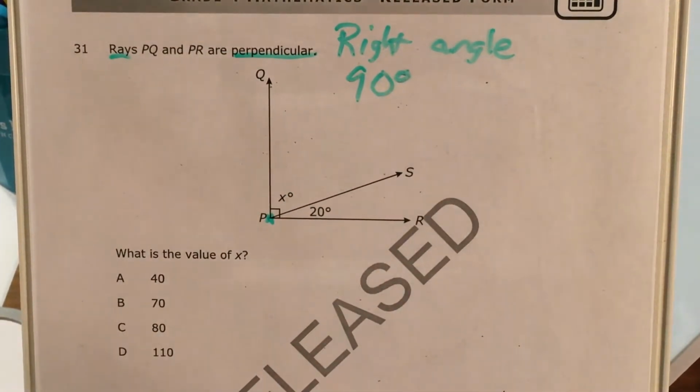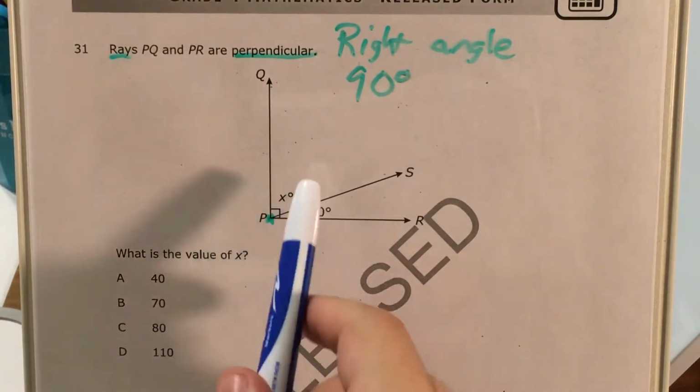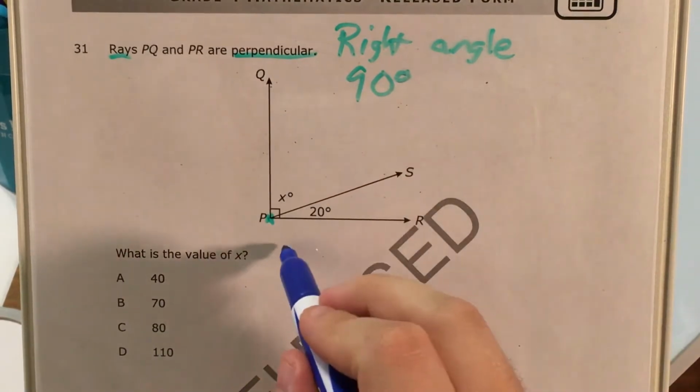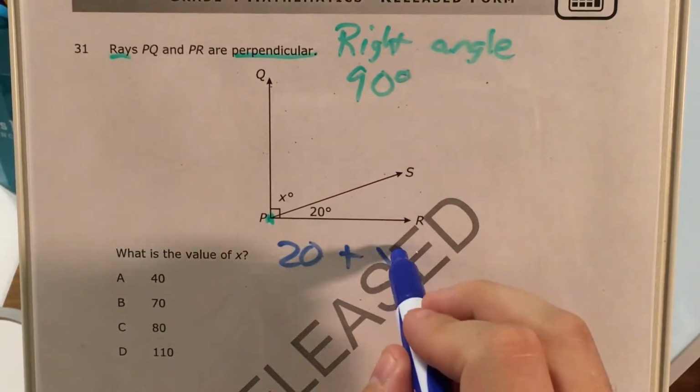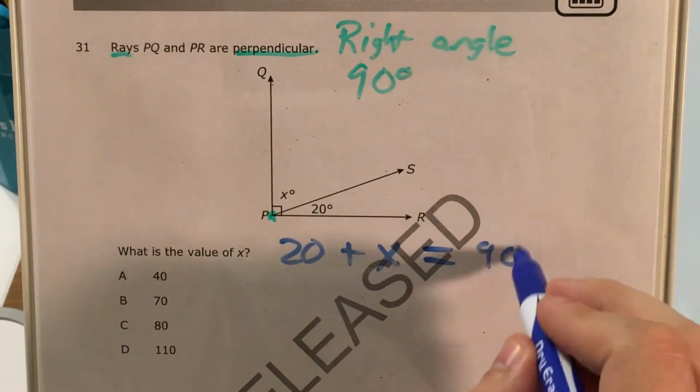In fact, that's the single most important piece of information we need right here, because now I have enough information to say that since these two angles are right next to each other and they make this right angle, then I can say that 20 plus some number that I don't know, that we're calling x, equals 90.